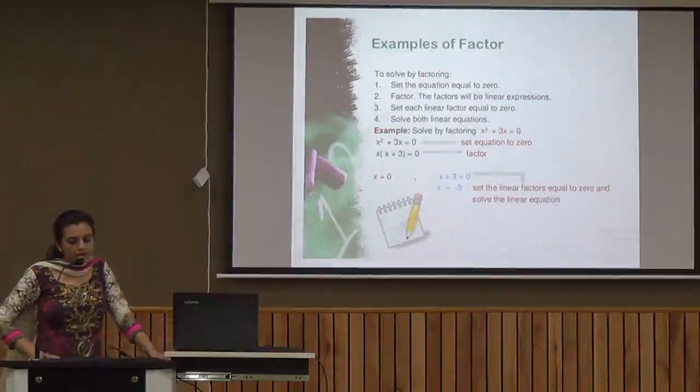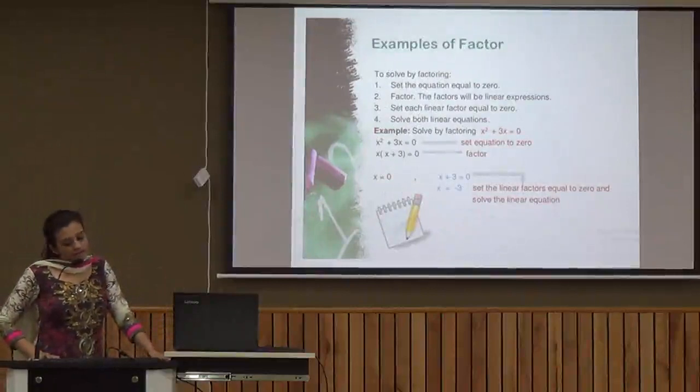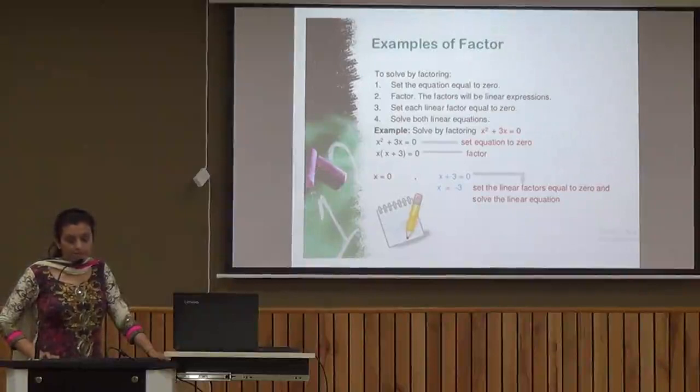Examples of factors. To solve by factoring, set the equation equal to 0. And what about factors? The factors will be linear expressions. Set each linear factor equal to 0. Solve both linear equations. See, x squared plus 3x plus 0. Take out x as common. So you get x times x plus 3 equal to 0.